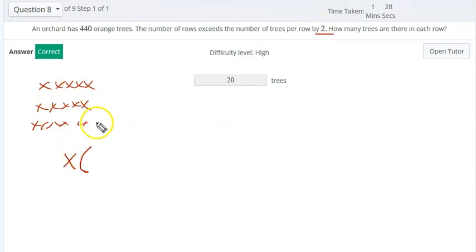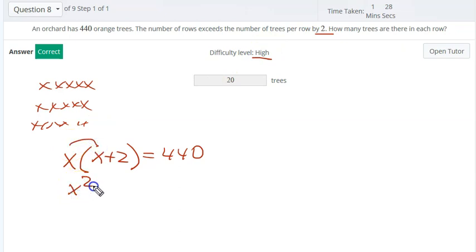Now if we multiply that by the number of rows, and it says the number of rows exceeds the number of trees by 2, so that will be x plus 2, and you have the total number of trees, which is 440. So there's our equation. So we haven't done any of these. Let me just do this one. This one says it's high, but it's actually not that hard in difficulty.